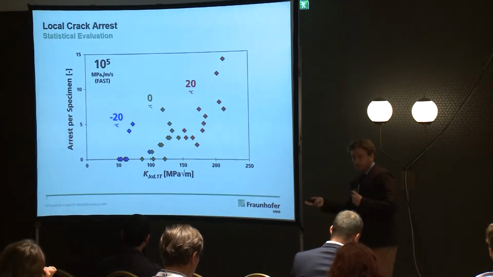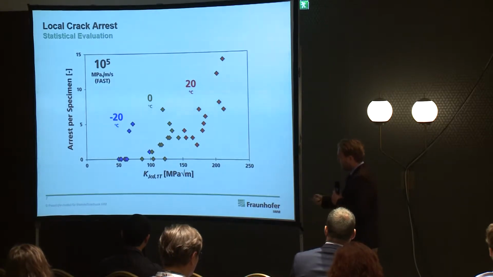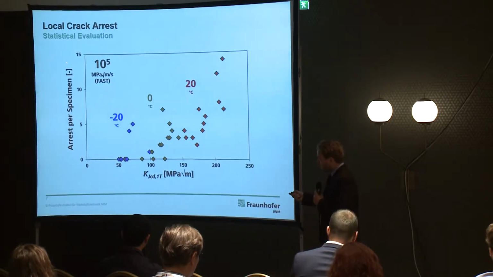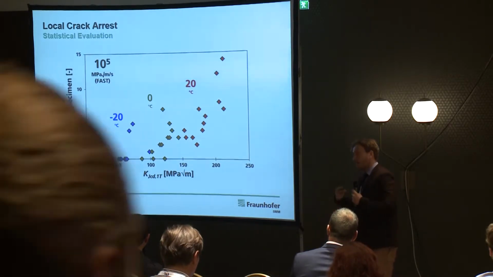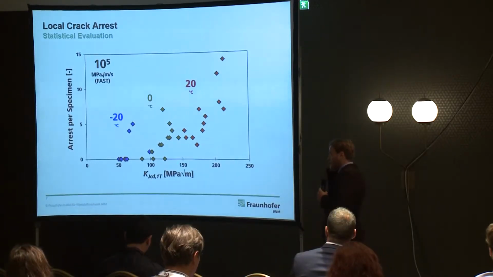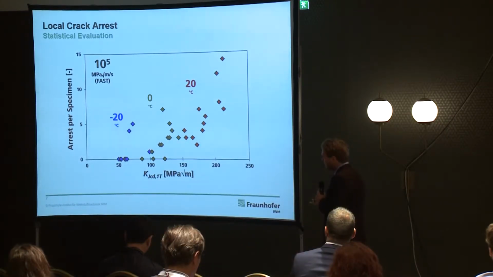So one icon here represents one specimen and how many arrest islands we find on one fracture surface. And we plot that over the achieved fracture toughness. We can see here that for a relatively high crack tip loading rate at 3 different testing temperatures, first of all, even at very brittle conditions, we have some relevance of local crack arrest incidences.